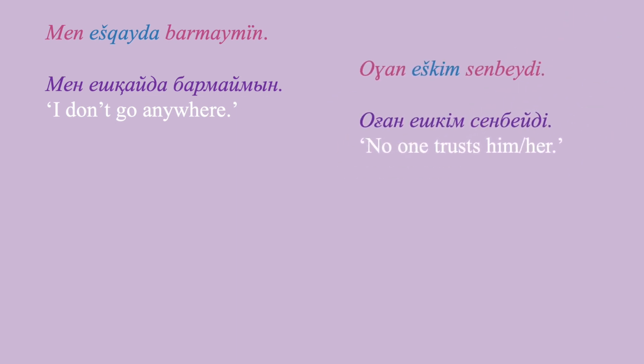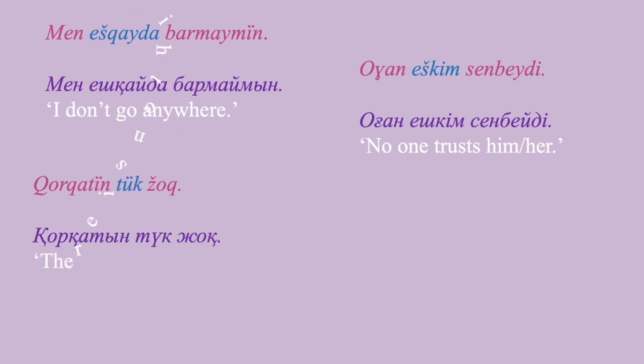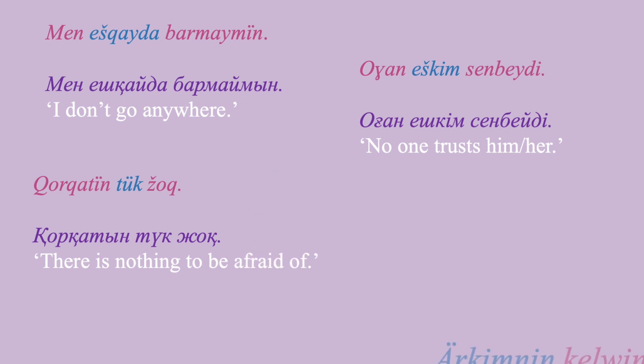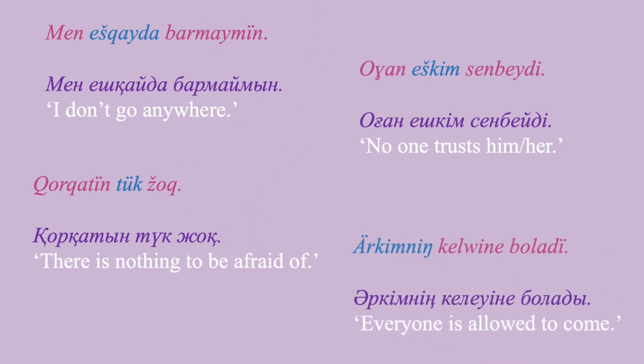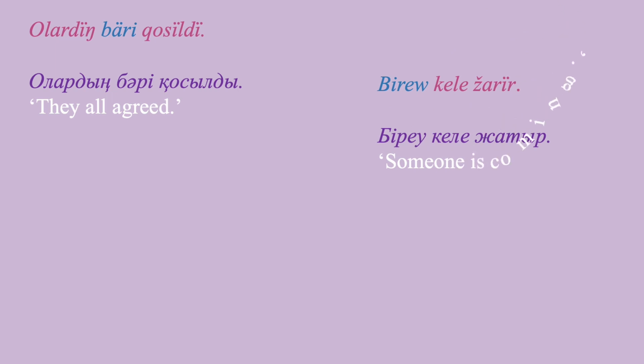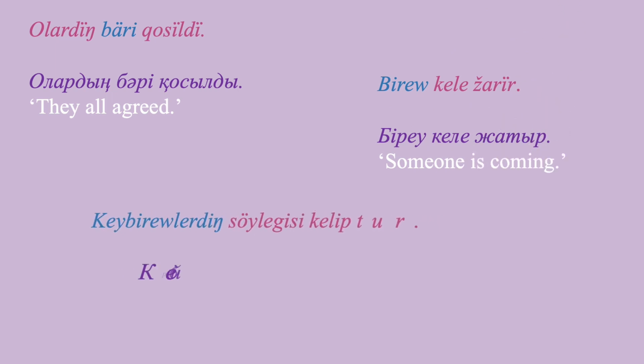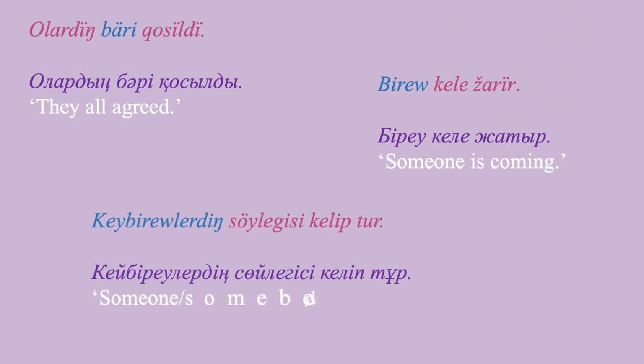Мен ешқайда бармаймын, I don't go anywhere. Оған ешкім сенбейді, no one trusts him or her. Қорқатын түк жоқ, there is nothing to be afraid of. Әркімнің келуіне болады, everyone is allowed to come. Олардың бәрі қосылды, they all agreed. Біреу келе жатыр, someone is coming. Кейбіреулердің сөйлегісі келіп тұр, someone or somebody wants to speak.